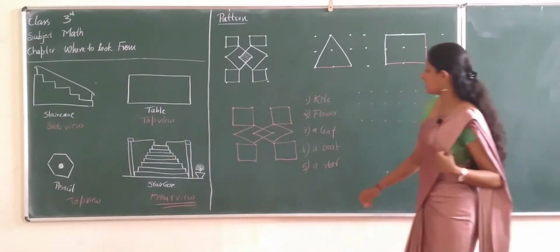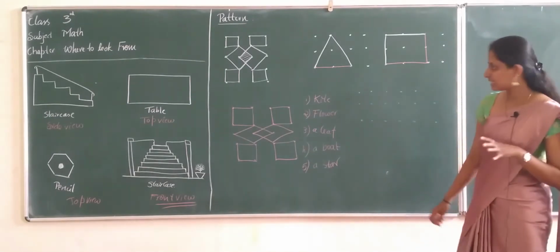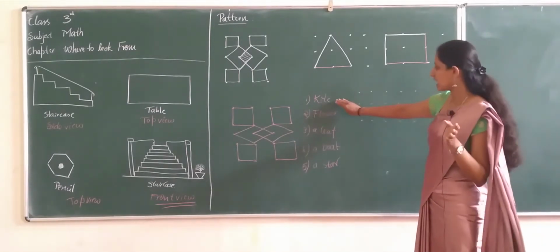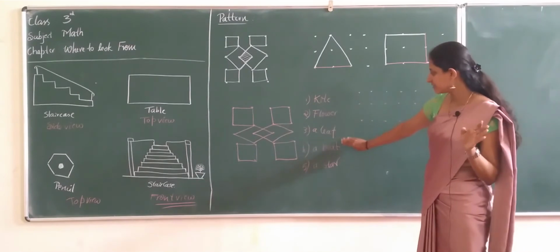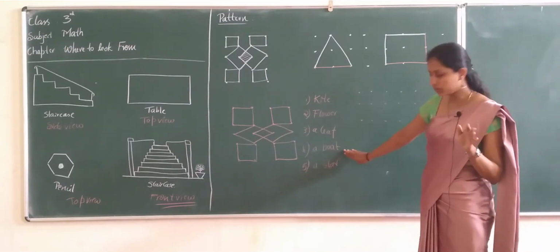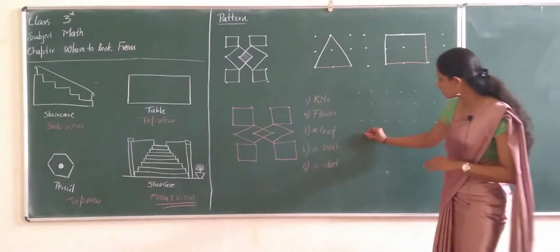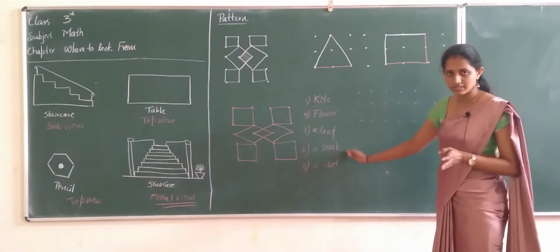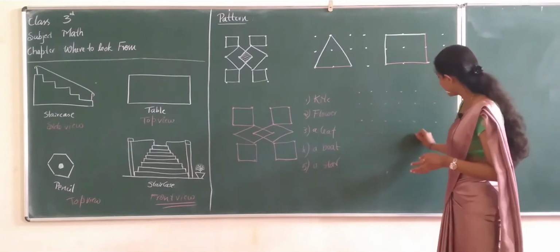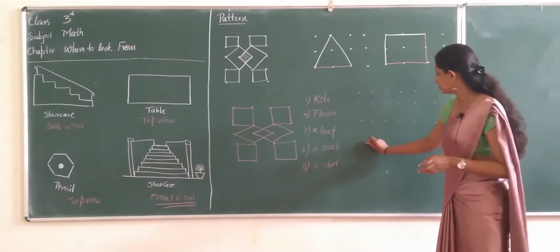You have to write a star. You have to draw the kite, flower, a leaf, a bird, a boat, a star using these dots. You have to put more dots to draw these and all. Okay, you have to write dots.